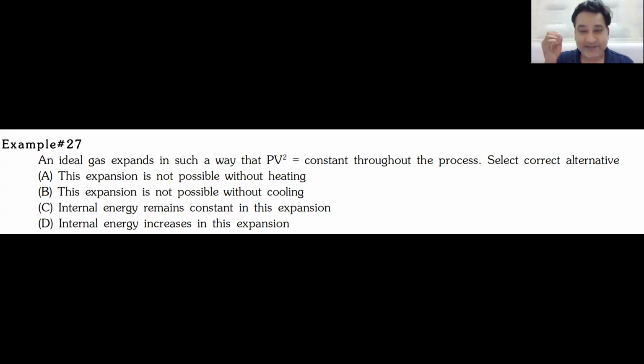This question could come as a multiple choice one. You have to look at all the four options. Here it might be a single option correct. You can get it as multiple option correct as well. The gas is expanding.